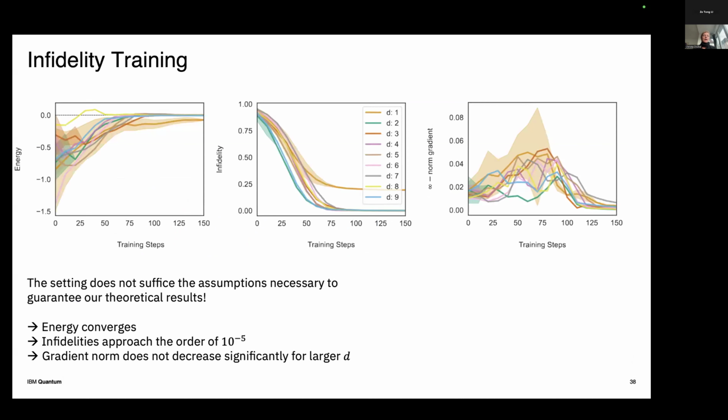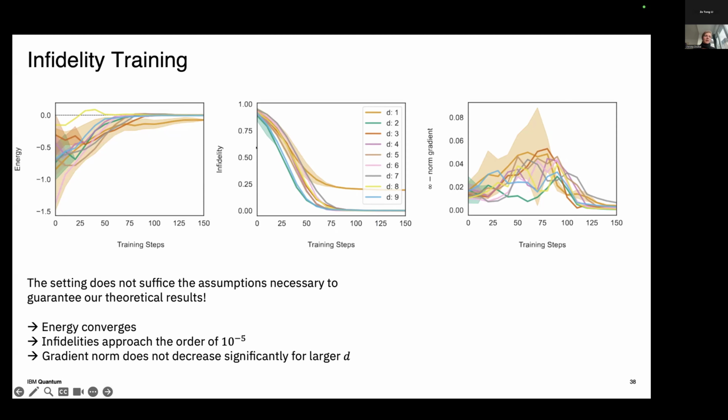Good. So let's have a look at training the model with respect to an infidelity where we match the exact Gibbs state preparation. Here you can see that we conducted a training over 150 training iterations for different ansatz depths ranging from 1 to 9.